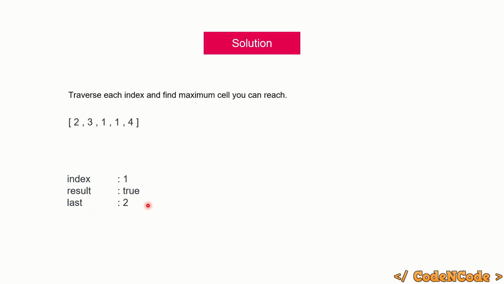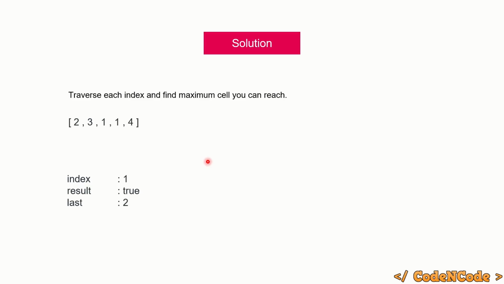Okay, so if at a certain point index is greater than last, that means you have to return false, because now you have found an index which is not reachable. And if that index can't be reached, the last index also can't be reached, right? If you can't reach index i, you can't reach index i plus 1 or greater. We have just seen that observation.